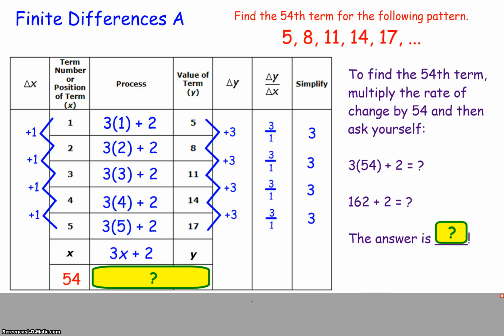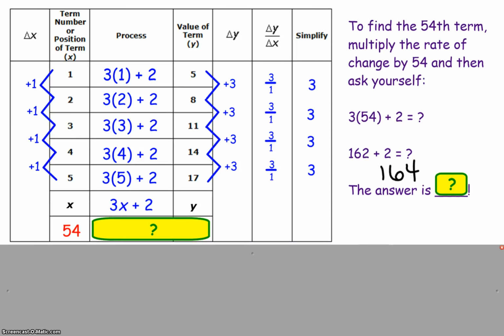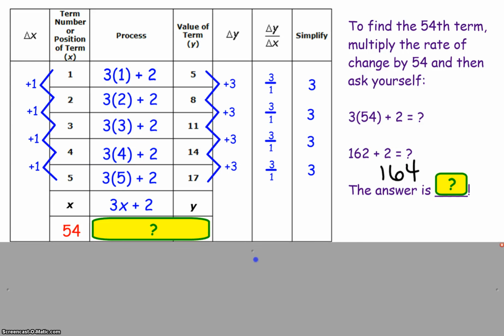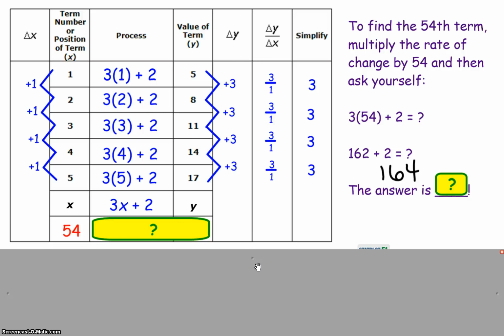It wants to know what the 54th term would be. So now we have 3 times 54 plus 2, which is 162 plus 2, so 164. And we will practice it on the calculator in class.